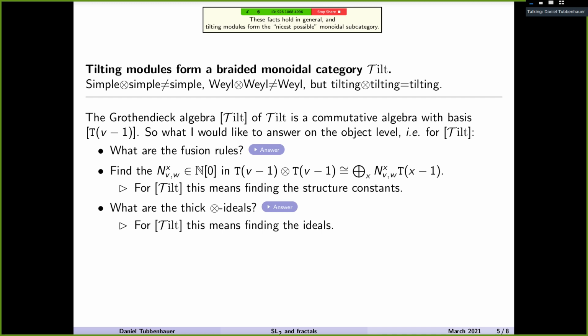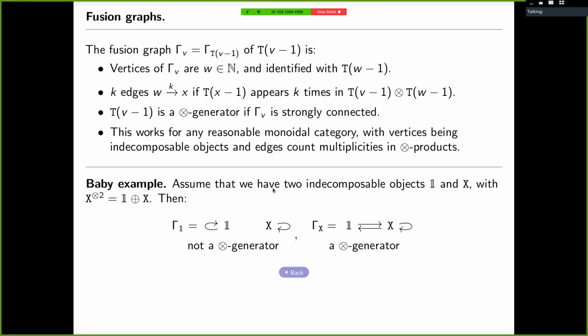So let me answer those two questions. Remember, I only want to write down basically the structure constants of the Grothendieck ring and ideals or whatever. Okay. The answer is given in what physicists call a fusion graph. So that's really a graph. And how does it work? Okay.